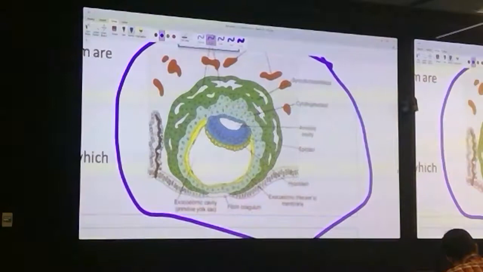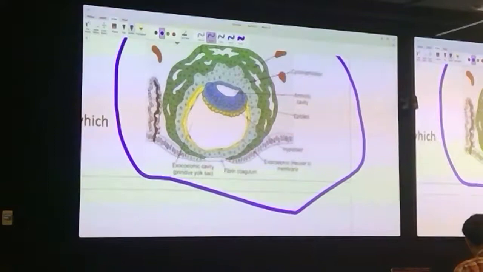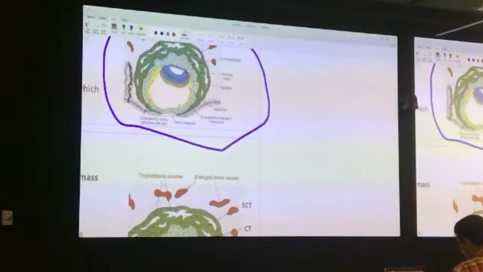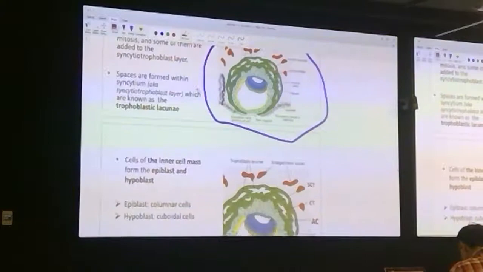Okay. So just know that the blue cells make the baby, yellow cells make the supporting tissue for the baby. So they make like the yolk sac, the placenta. Great picture. And then the green cells function to penetrate the endometrium, and then they form the placenta. And just know that the trophoblastic lacunae are where the blood vessels are going to be.